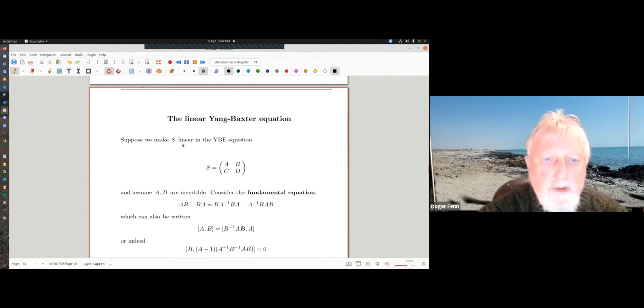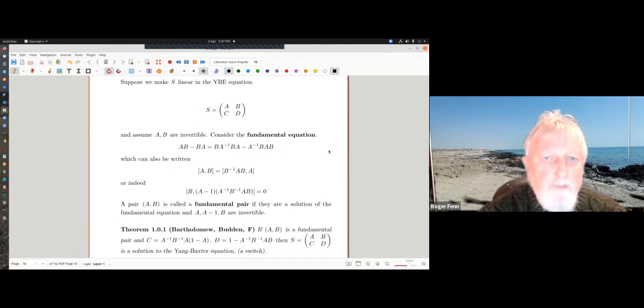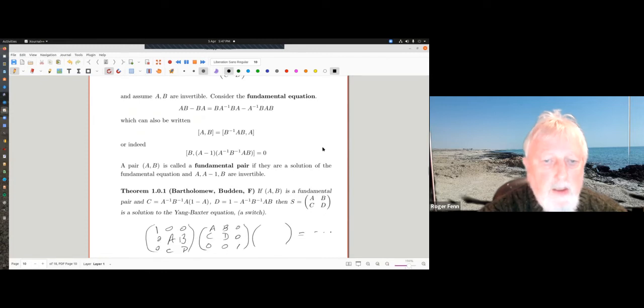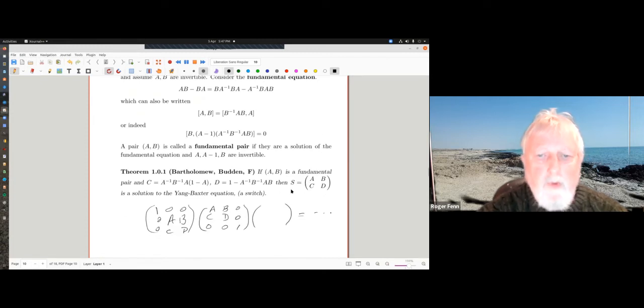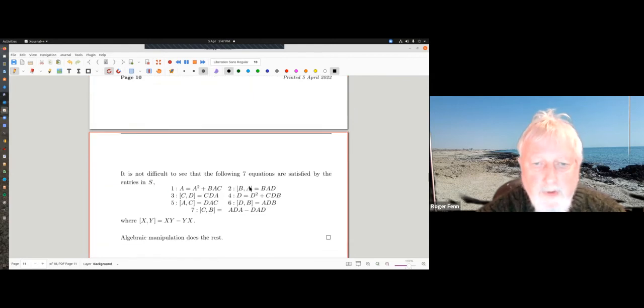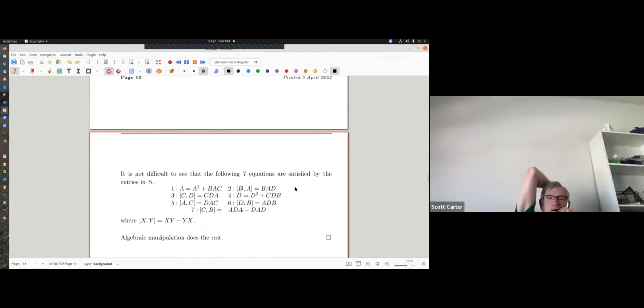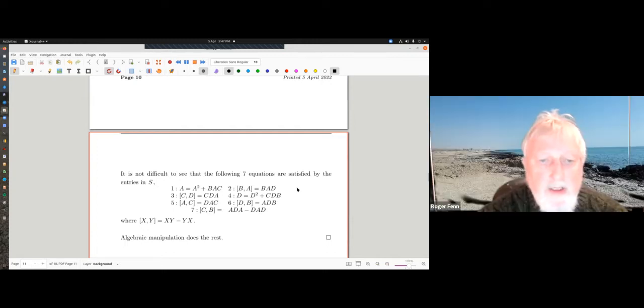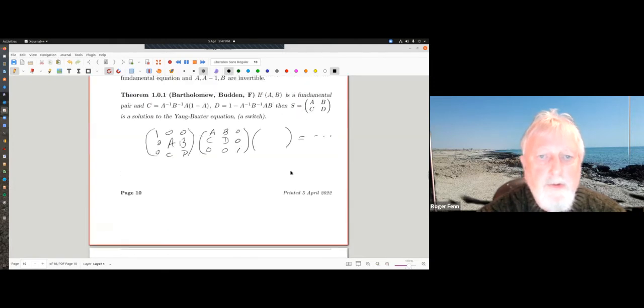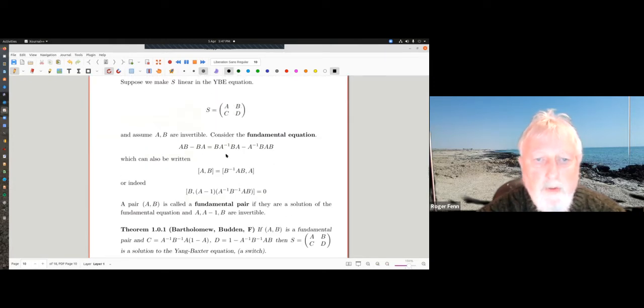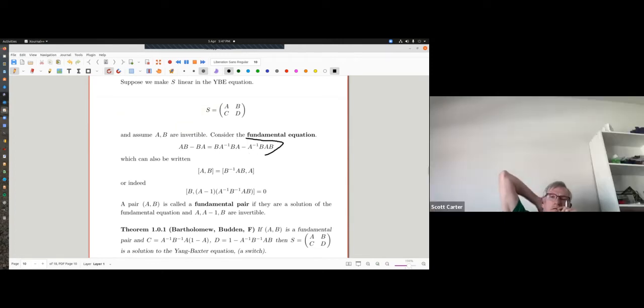Right. And then you want to consider the linear solutions to the Yang Baxter equation. And you come up with this formula here, if you pretend things don't commute, and that's because you've got these 7 equations. And if you're assuming that A and B are invertible, you can do all sorts of things to simplify it, and you get this equation here.